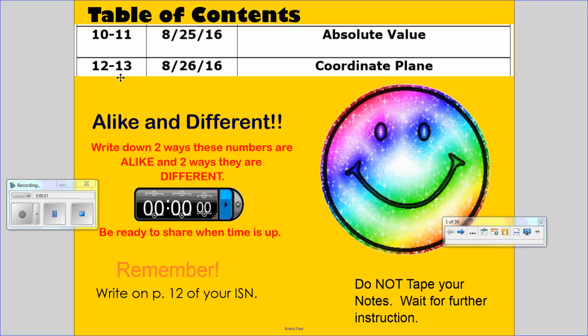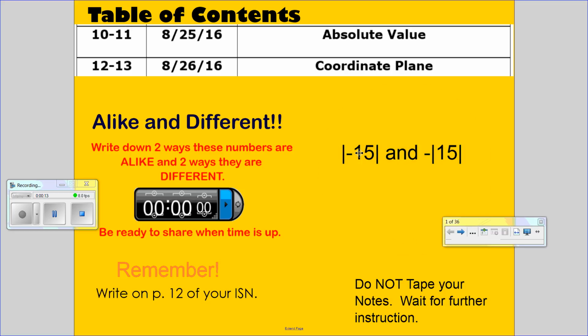Today we're going to be talking about how to graph ordered pairs or points on a coordinate plane. Today's number routine is called alike and different. Write down 2 ways these numbers are alike and 2 ways these numbers are different. Be ready to share when time is up. Oh, 0 seconds, so time is up.